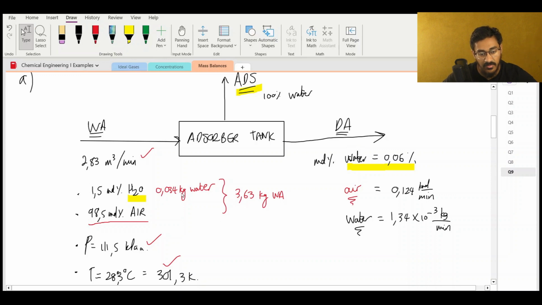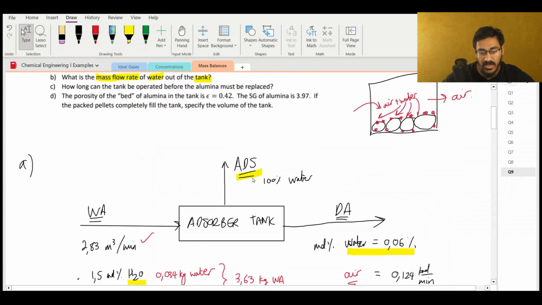It's 3.63 minus 0.034. Okay, so actually, let me just do this calculation here. 3.63 minus 0.034, 3.596. So you can see 3.596 kilograms of air. You can see that air really does make up most of the stream. 3.596 kilograms comes from air. A few, 34 grams comes from water, and that gives you a combined mass of 3.63. Okay, I know what my dry air composition is, and then to work out the mass of water adsorbed is very easy as well.